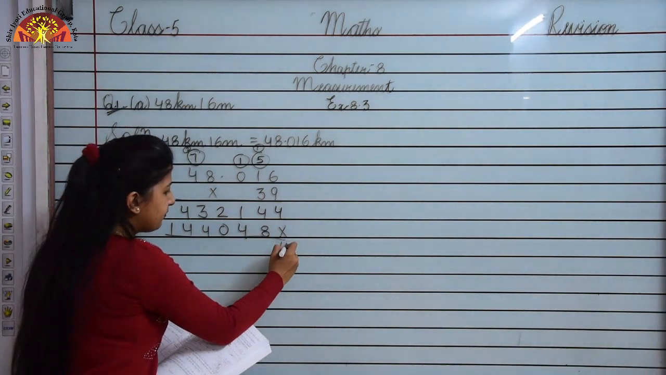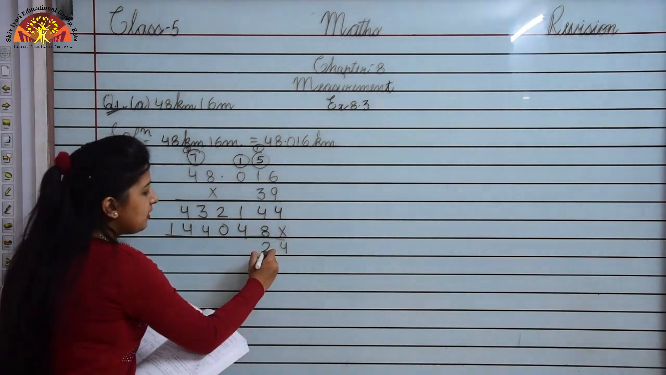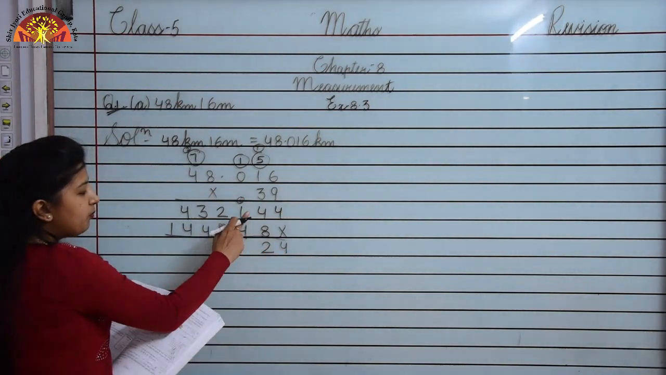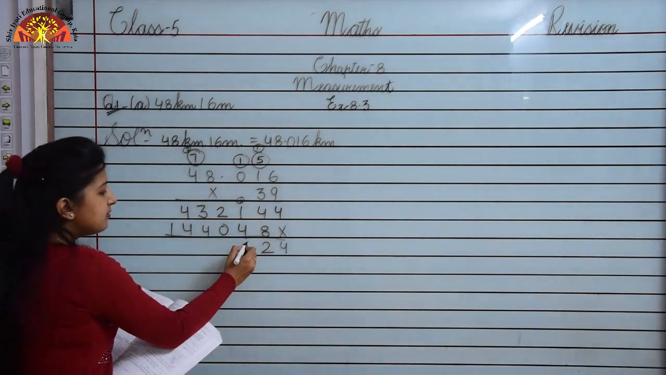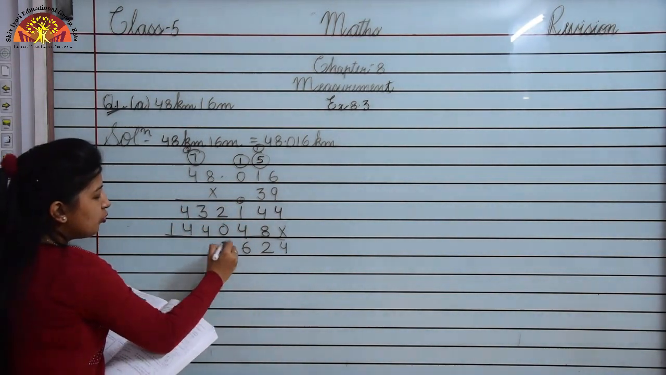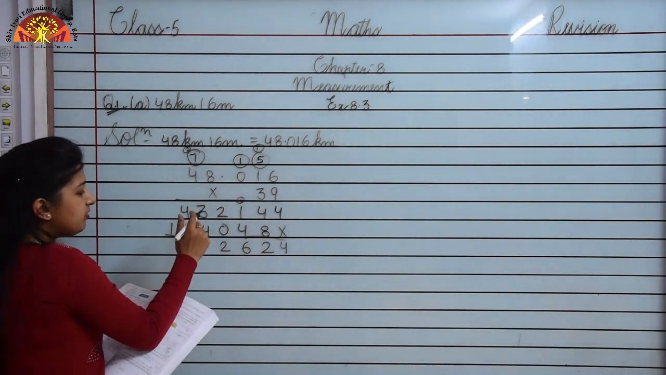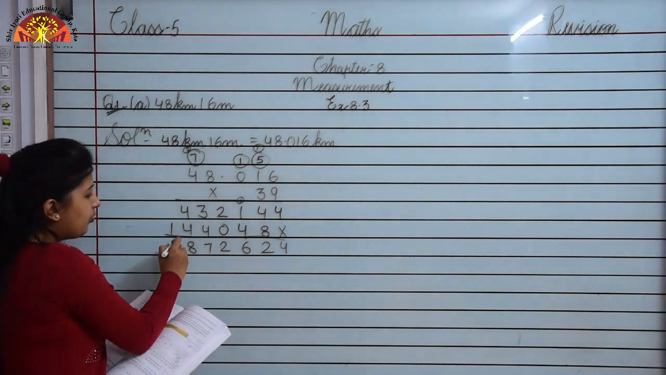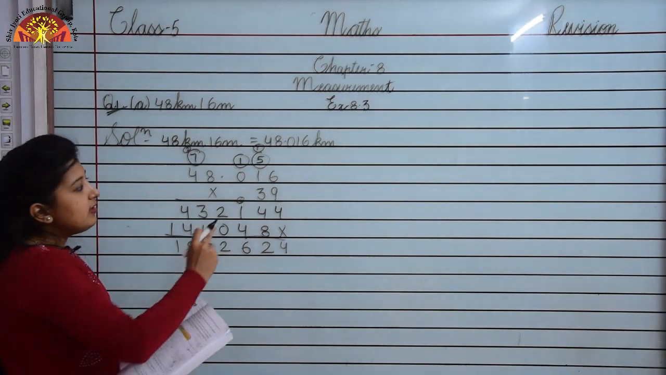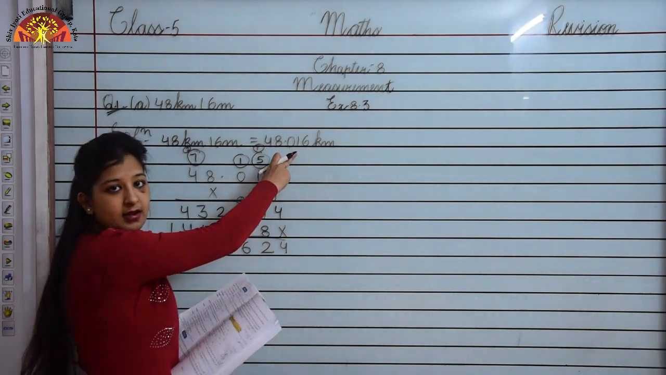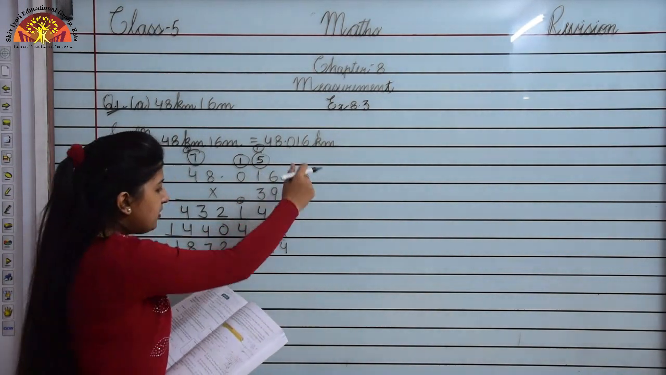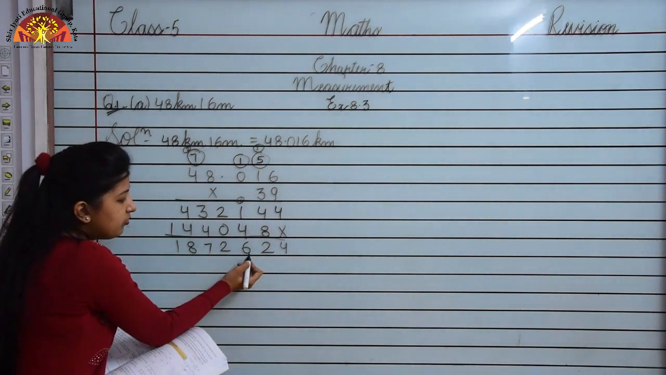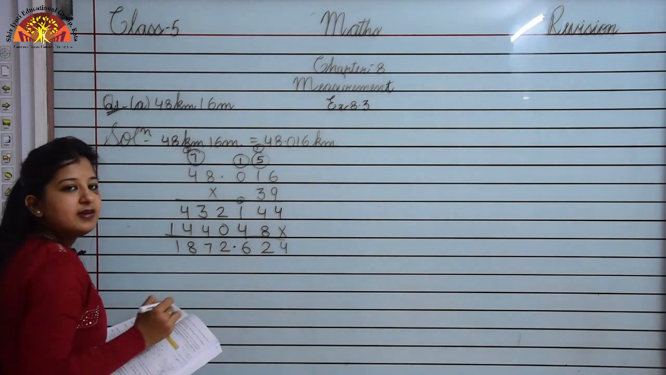So 4 plus 8 is 12. So we will write 2 and 1 carry over. Now 4 plus 1 is 5, plus 1 is 6. Then 2 plus 0 equals 2. 3 plus 4 equals 7. 4 plus 4 equals 8, and 1. Students, here in the decimal part there are 3 digits. So we will put the decimal before 3 digits from the right hand side. So 1, 2, 3. We will put the decimal here.